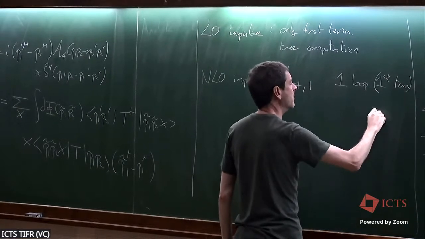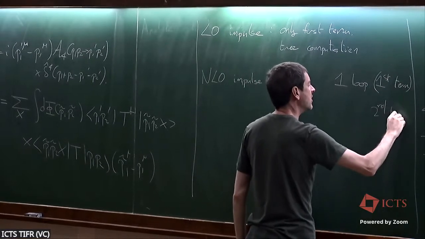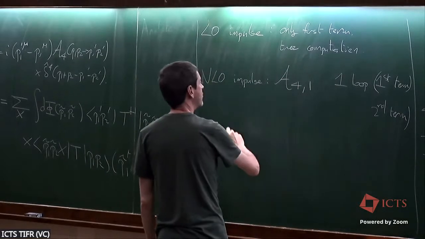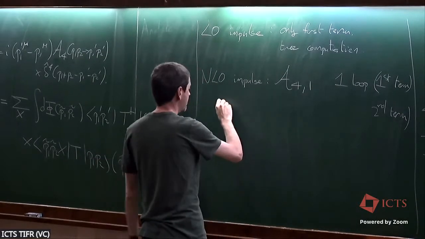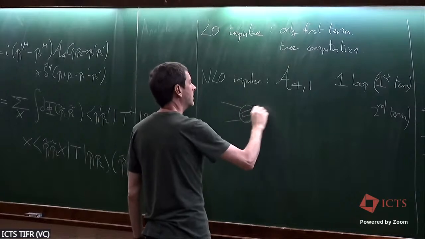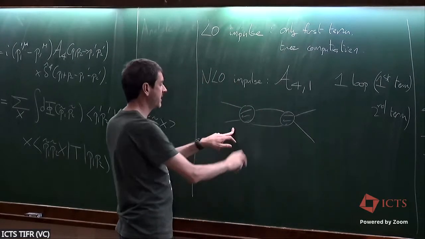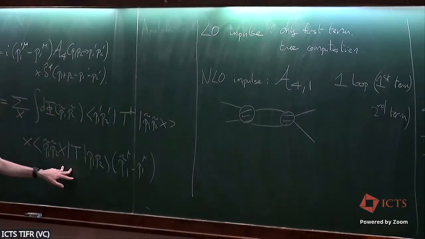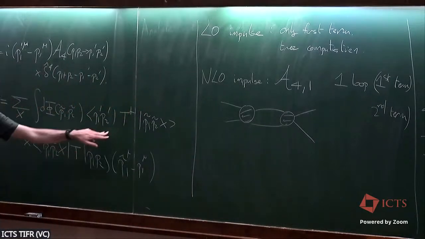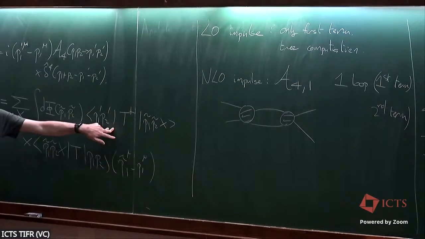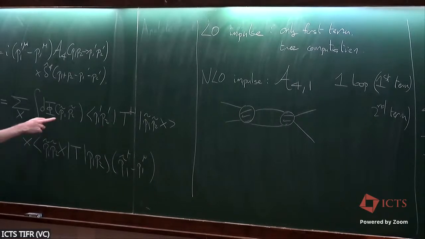The second term will now contribute. It'll contribute like this. So I'll have to insert the tree-level amplitude here at lowest order, and the tree-level amplitude here at lowest order. And then I'm integrating over this intermediate set of states here.